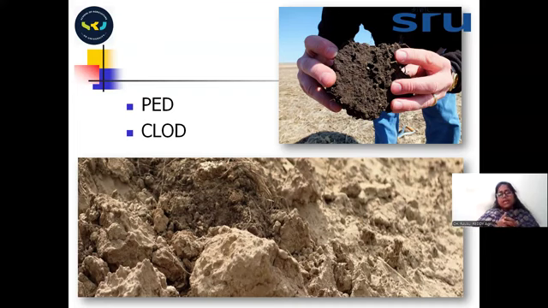If these aggregates are naturally formed, then it is known as ped. If these aggregates are artificially formed, that means with the help of any tillage instruments or due to any physical manipulation of soil, then it is known as clod. Very important for fill-in-the-blanks purpose. So here you can see the first one is natural aggregate and the bottom image is clod.